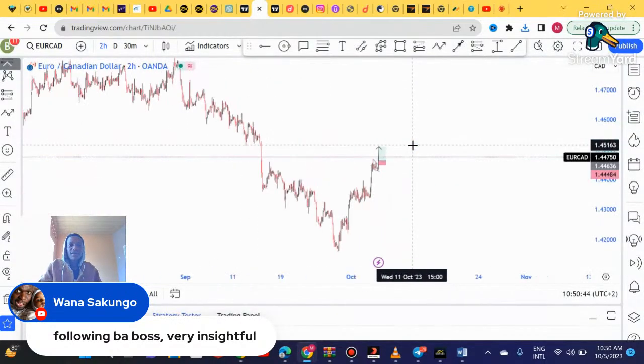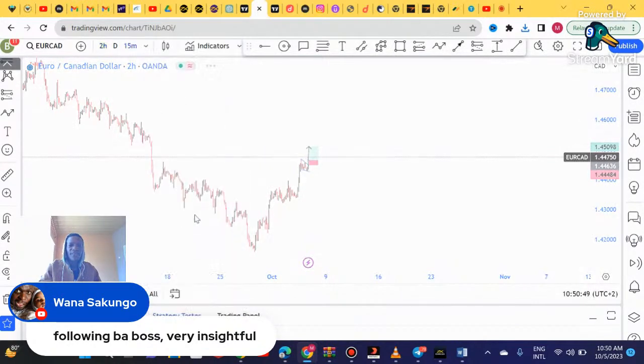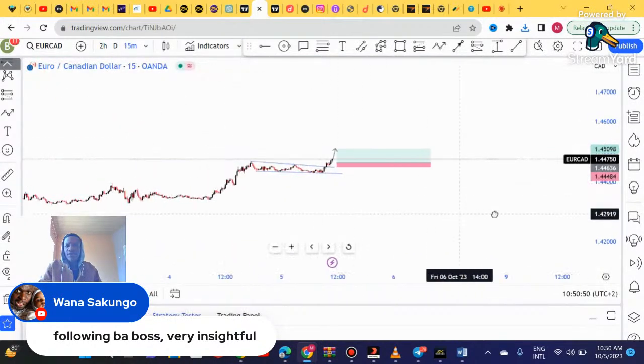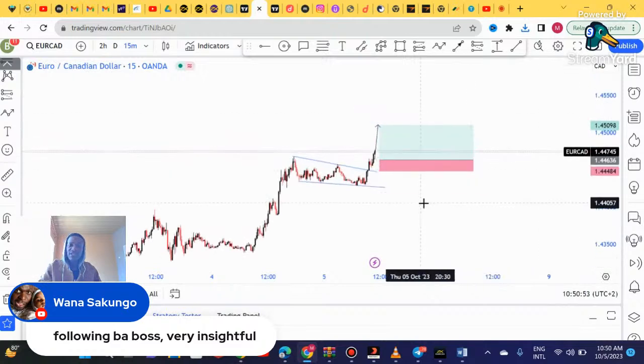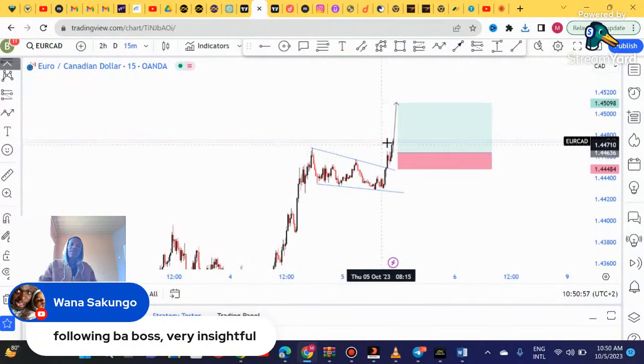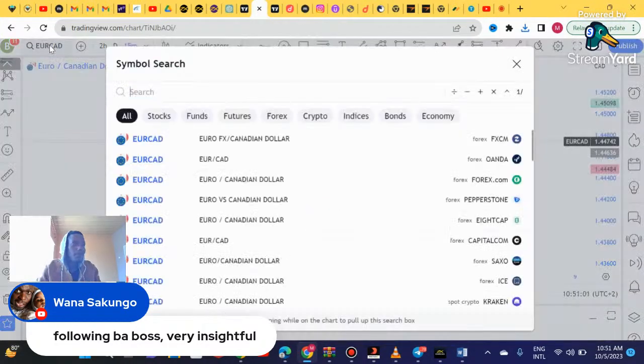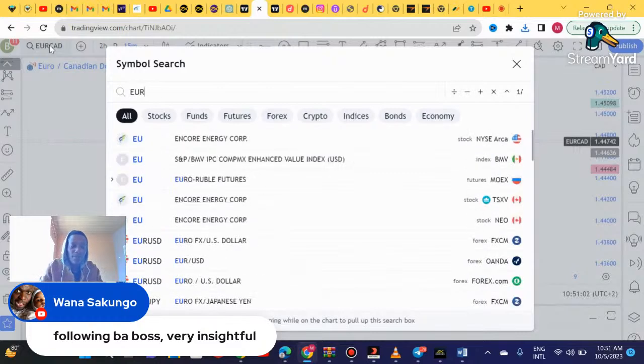So ladies and gentlemen, this one we already analyzed, right? And I actually did mention that it's going up. It's still going up, right? It was here, and then it's going up, right? Then Euro AUD.